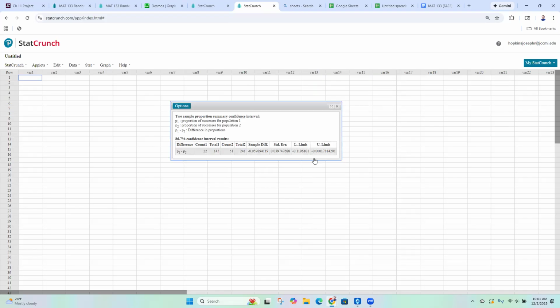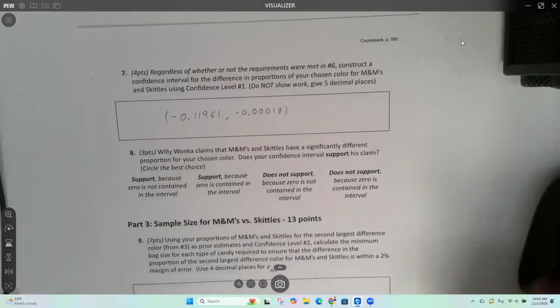I didn't select show critical value. That's okay. I don't need it here. I just need the upper limit and lower limit. My lower limit is negative 0.11. How many? 5 decimal places? Oh my goodness. 0.11961. And my upper limit, wow, my upper limit is real close to zero. 0.00018. All right. So there we go.